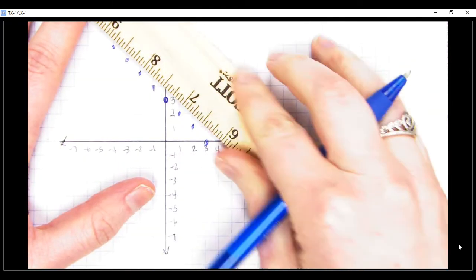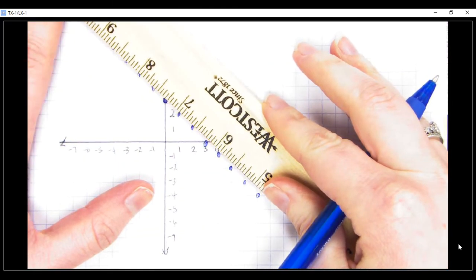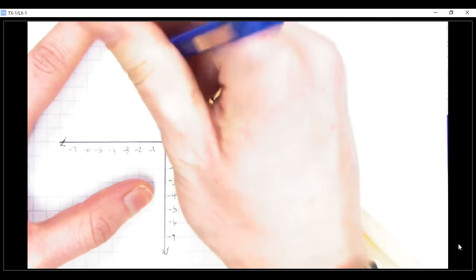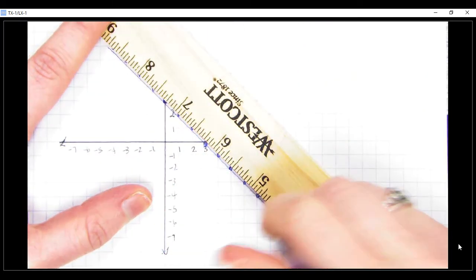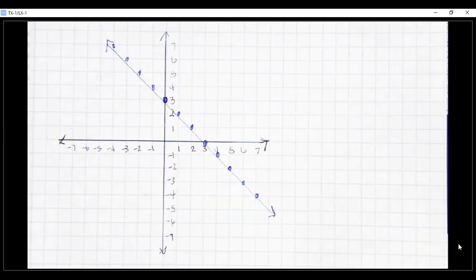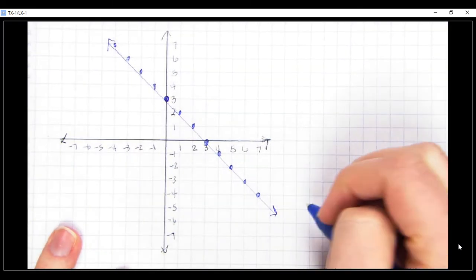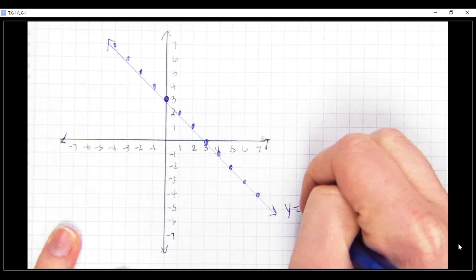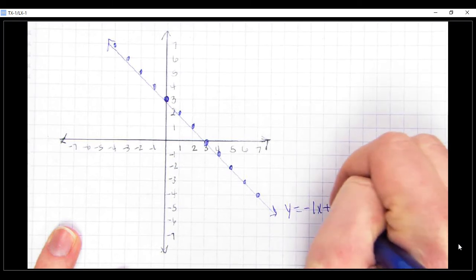So I have all my dots. I am going to connect them with a line, I should say. So see how lovely that line is that I created? It's kind of off, and that's a problem that you can face if you don't do the dots. So this problem right here is y equals negative 1x plus 3.